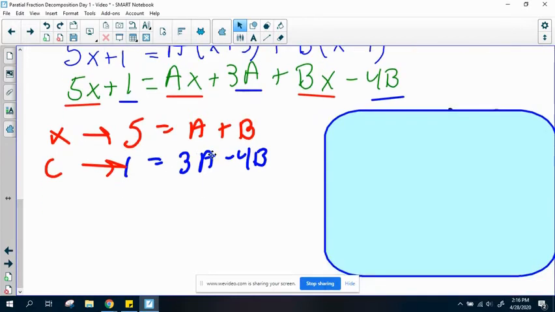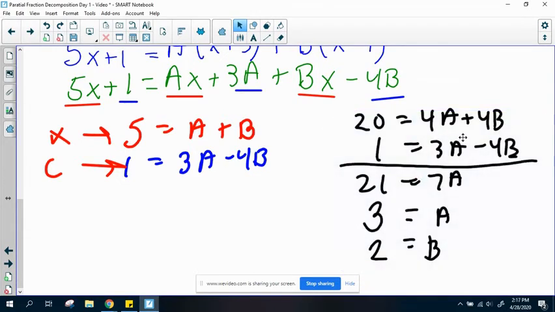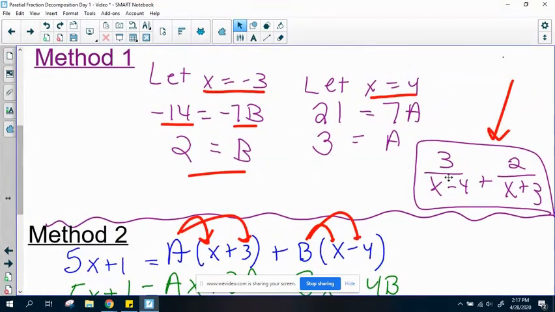Or if you wanted to do this one by hand, these are really not that complicated algebra ones. I would probably get rid of the b by multiplying the top row by 4. And again, you get 21 equals 7a. Shocking, that's kind of what we had before. a is 3 and then b is 2. Either way, your final answer is this in purple right here, where you have to write it in a decomposed form.